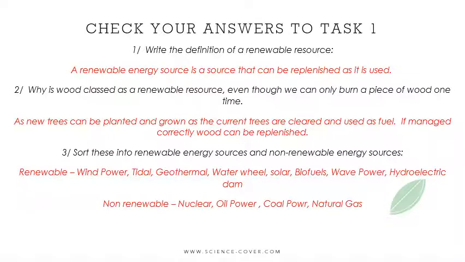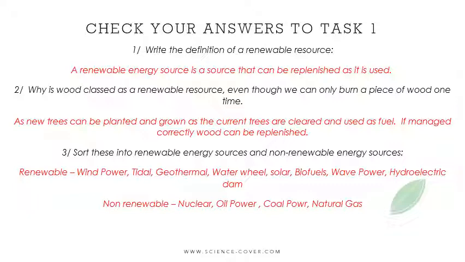Let's check our answers to task 1. The definition of a renewable source: a renewable energy source is a source that can be replenished as it is used. Why is wood classed as a renewable resource, even though we can burn a piece of wood one time? This is because new trees can be planted and grown as the current trees are being cleared and used as a fuel. If managed correctly, wood can be replenished.